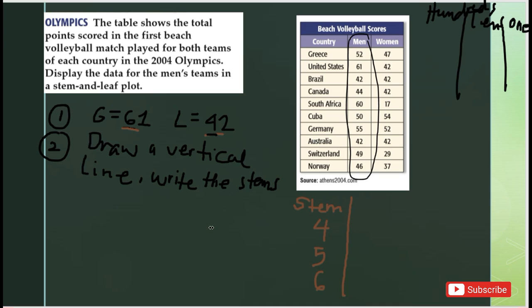From 4 to 6 to the left of the line. Okay, so this is our vertical line. Let's continue. Let's go to step number 3. Your step 3 is write the leaves to the right of the line with the corresponding stem.